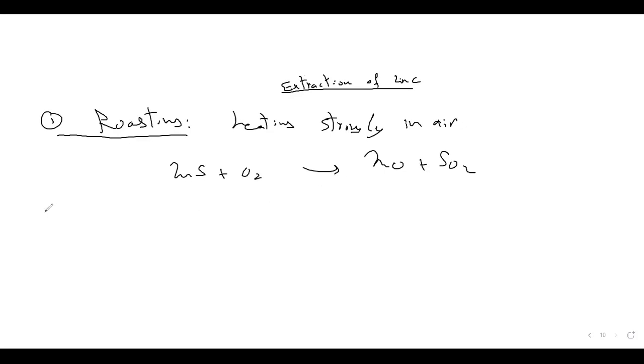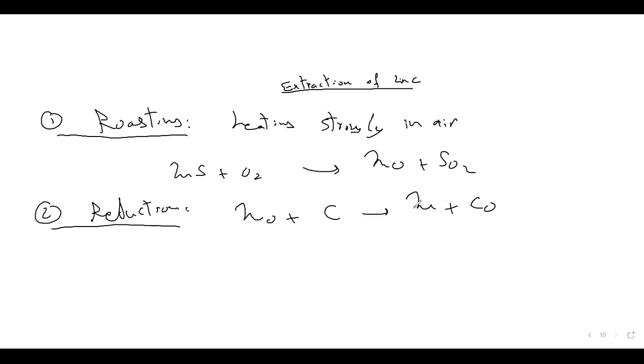After that, reduction, it is reduced by carbon. So zinc oxide reacts with carbon to form zinc and carbon monoxide. So we can reduce zinc oxide by carbon to form zinc and carbon monoxide, or we can reduce zinc oxide by carbon monoxide to form zinc and carbon dioxide. After that, distillation.